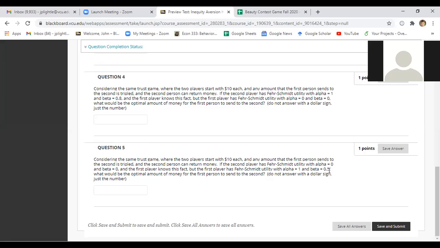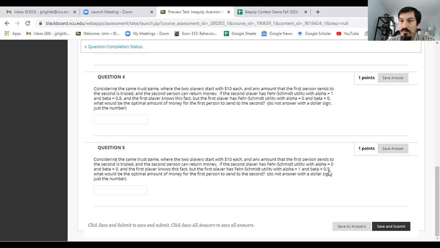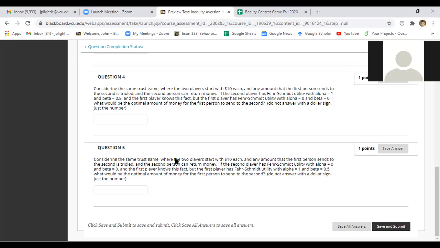Would a person ever want to be so self-sacrificing that they lose a bunch of their own money to make somebody else have a lot more than them? I'll just tell you now, the answer is no. Nobody would ever hurt themselves in a way that they become disadvantaged relative to somebody else, according to this utility function. That means you should be able to answer what happens in question 5. It doesn't matter what alpha or beta are. If I'm giving you money and that just causes there to be more inequality, I'm not going to do it.